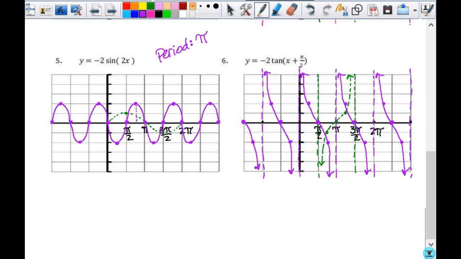There you go. All right, so my period here is still just pi. Okay. There is no amplitude. There's only one cycle per normal period there. And I shifted it to the left. Shifted it, reflected it, and stretched it. Okay. Hopefully those two examples help.